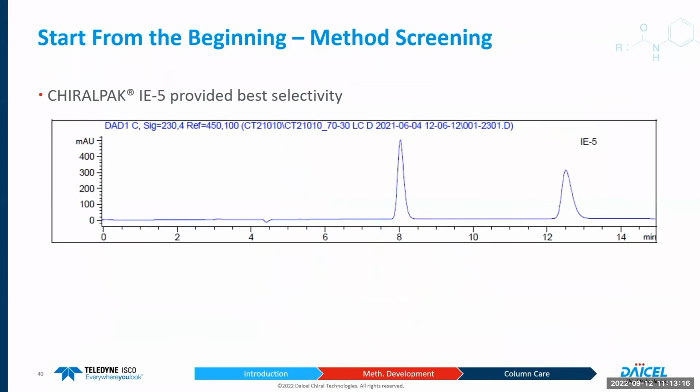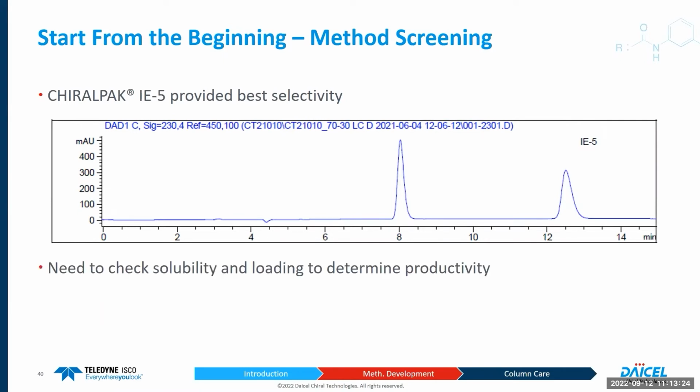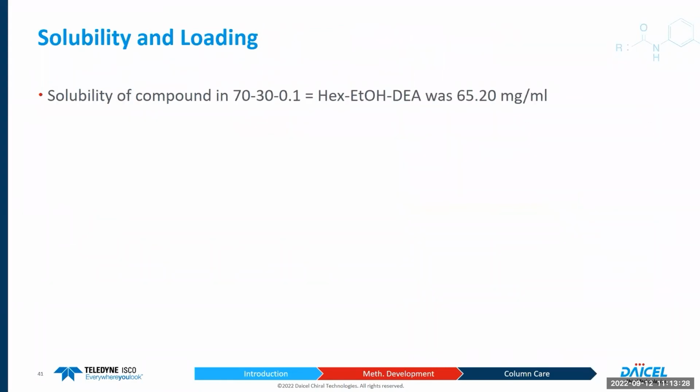So for the sake of argument, let's just take IE as the separation that we want to move forward. This is the chromatogram that I showed you on the last slide for screening. So we need to check solubility and we need to check loading to determine the productivity. Now, under normal phase conditions, the solubility happened to be 65.2 mg per mil.